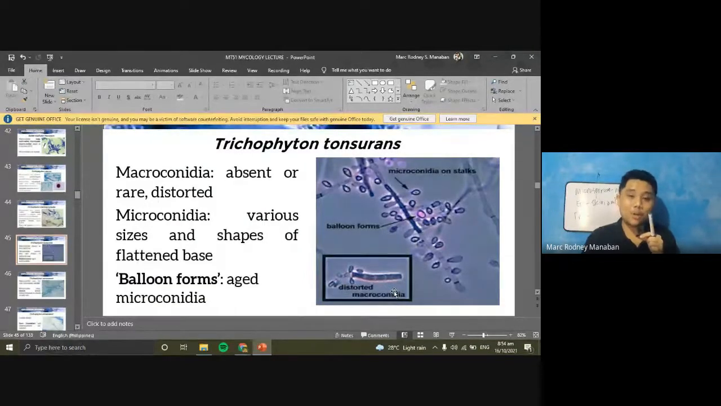Next, you have Trichophyton tonsurans. What you have to remember is balloon forms. It has enlarged balloon forms, seen in the Microconidia once they are old or aged. Macroconidia, Microconidia, balloon forms only. Just remember balloon forms, T. tonsurans. So how do I remember it? Tonsurans, balloon forms.